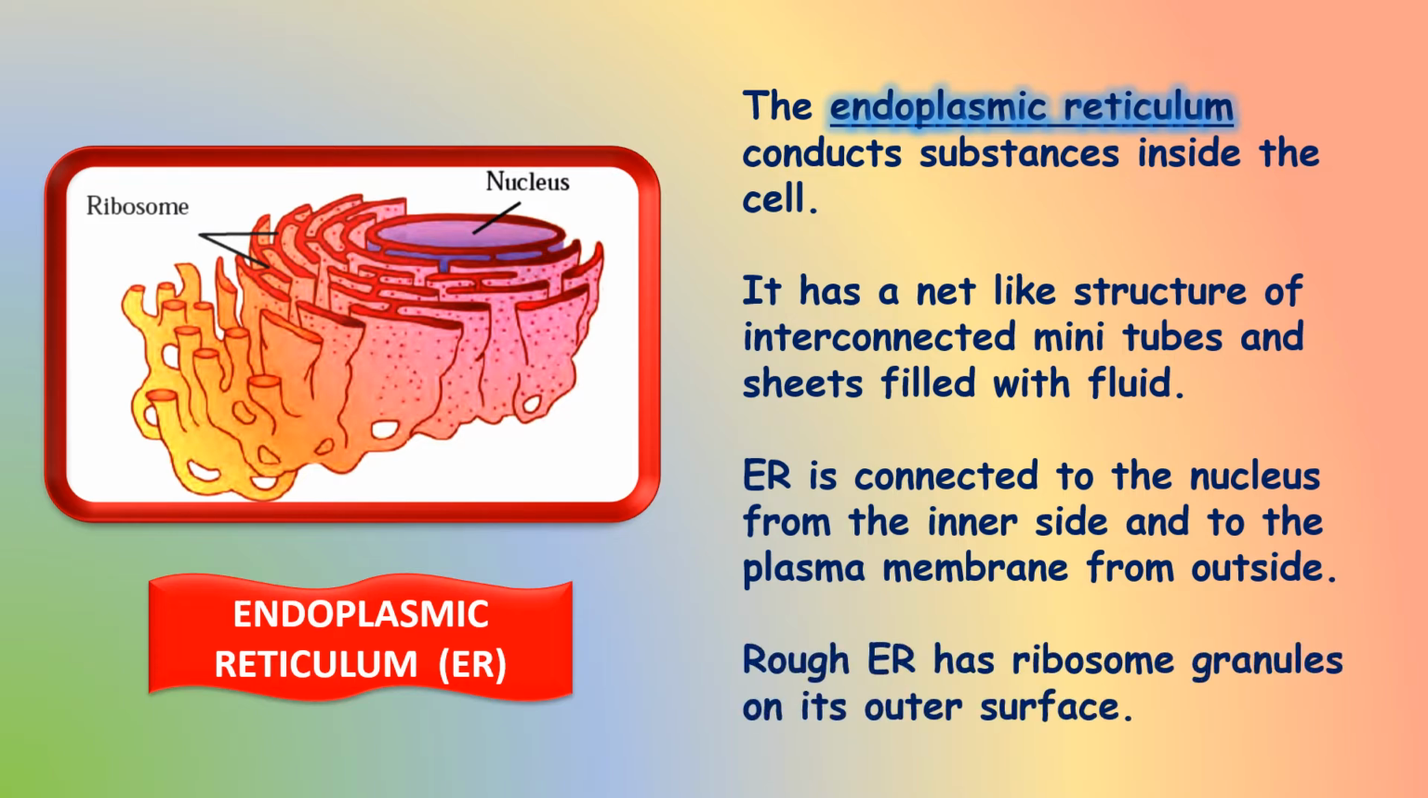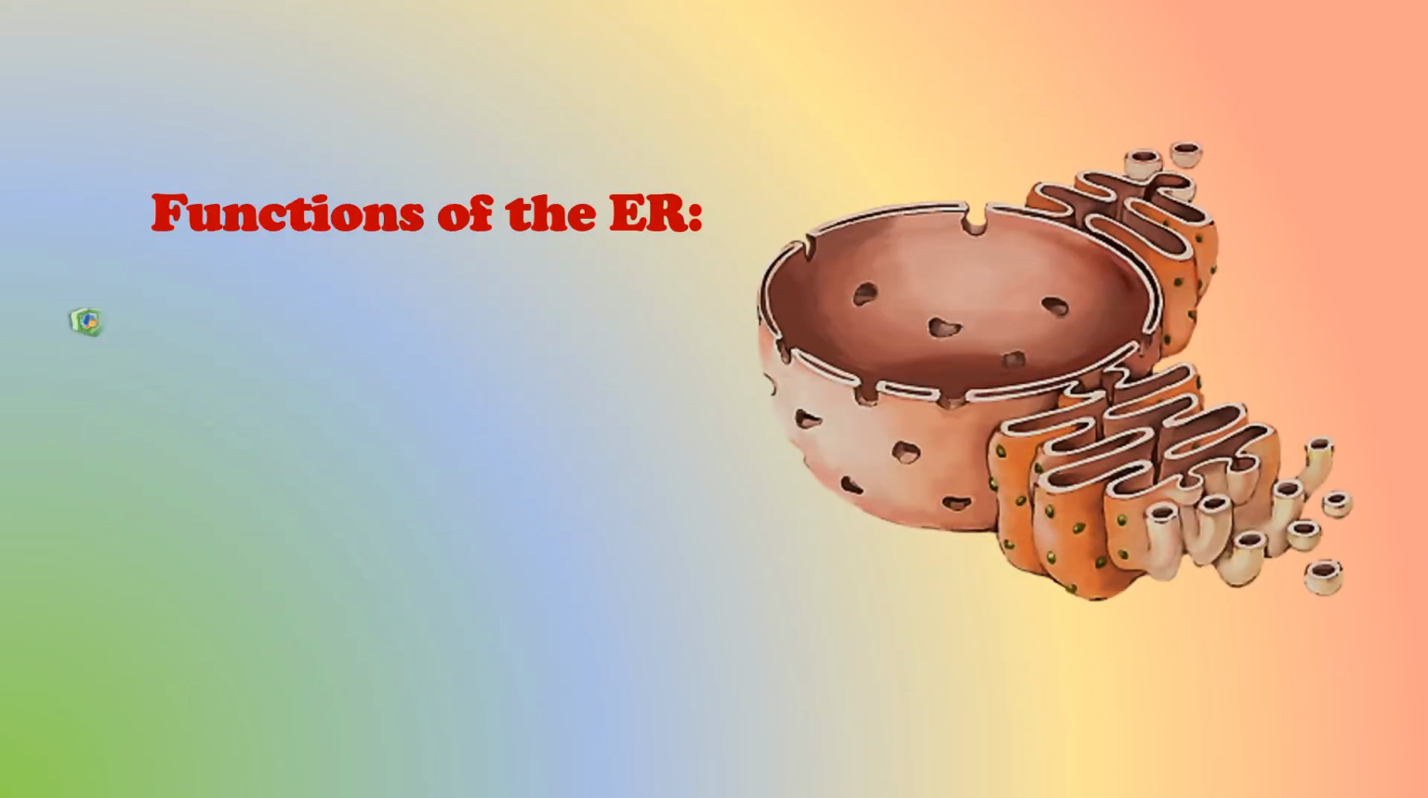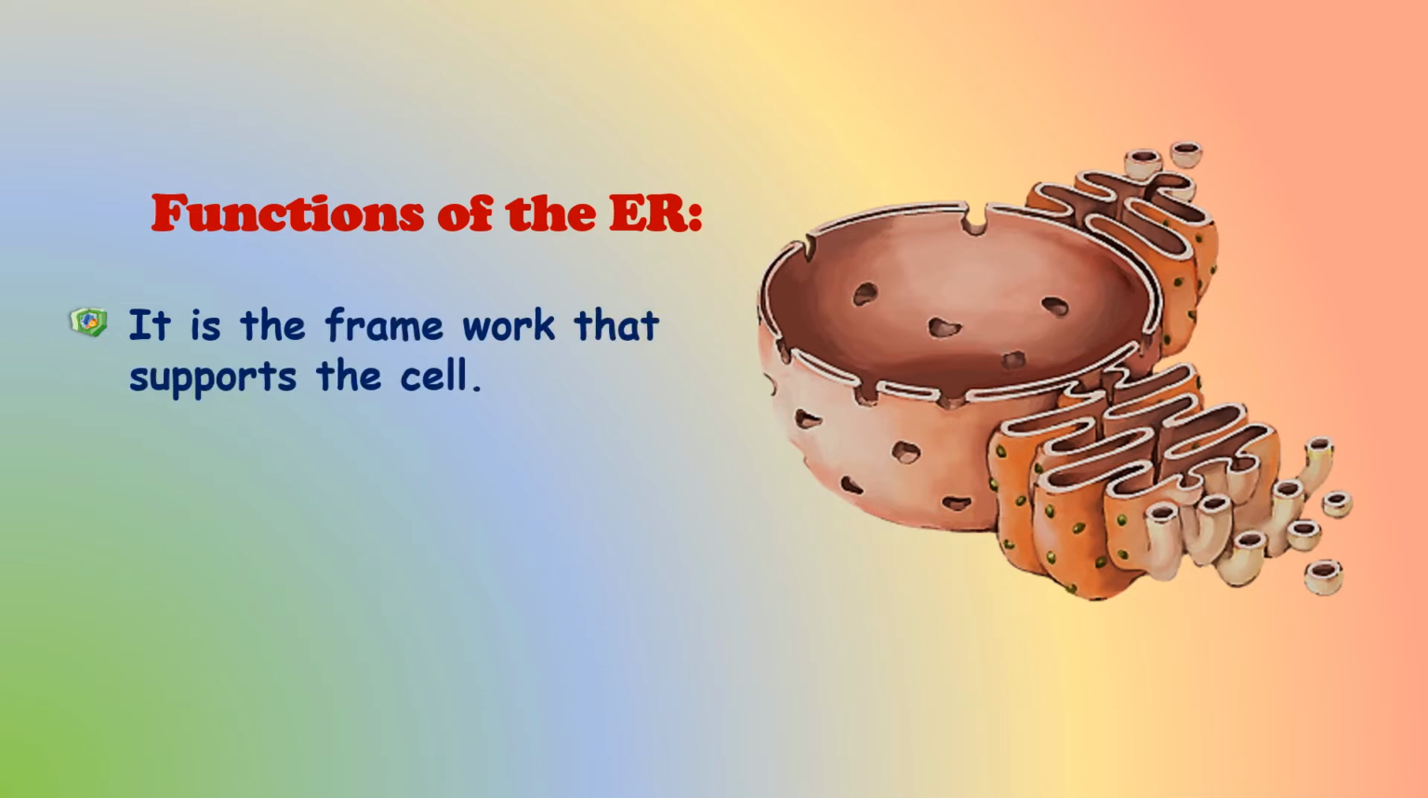There are two types of ER, that is rough and smooth. The rough ones have ribosome granules, as you can see in the picture here, on its outer surface. The functions of the ER. It is the framework that supports the cell. Now this round structure is the nucleus. From the middle of the cell right up to the plasma membrane, you have these mini tubes, net-like structure, okay, filled with a fluid which gives a kind of support to the cell. Conduction of proteins within the cell is another function of the endoplasmic reticulum.